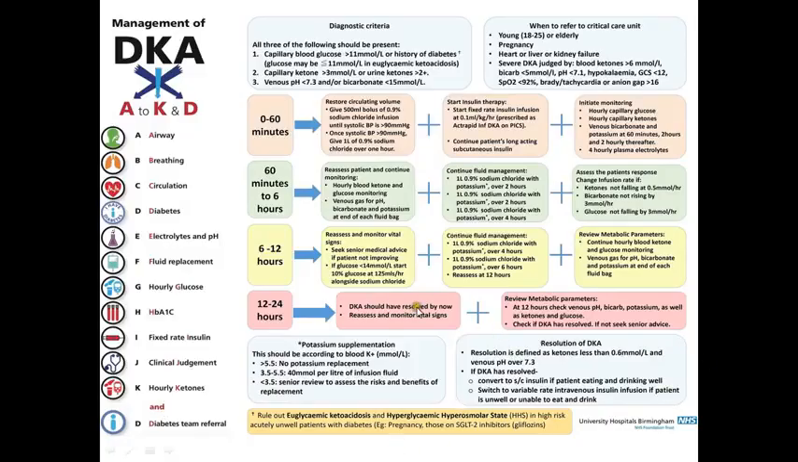Okay, very busy slide. This is how you treat DKA. Management of DKA is to correct the acidosis, to get rid of the ketones, and to bring down the sugar levels. So we do the ABCD. We maintain the airway, the breathing, the circulation, and we look at the diabetes. We'll treat the diabetes by giving insulin. Electrolytes and pH, we have to follow and treat. Fluid replacement, as patients are dehydrated.